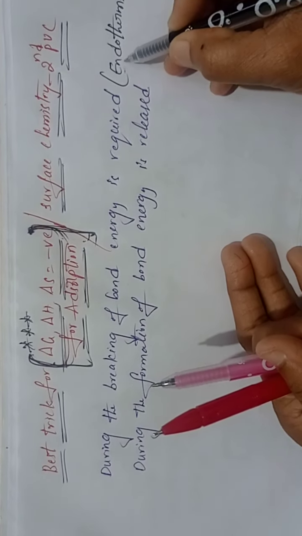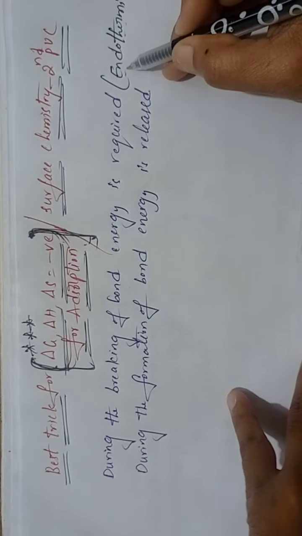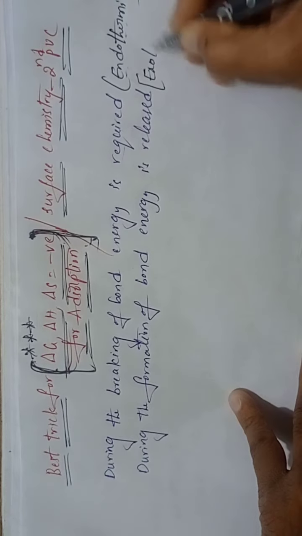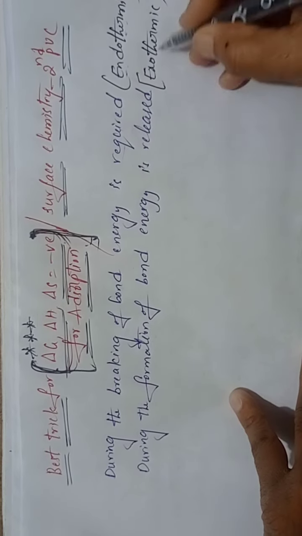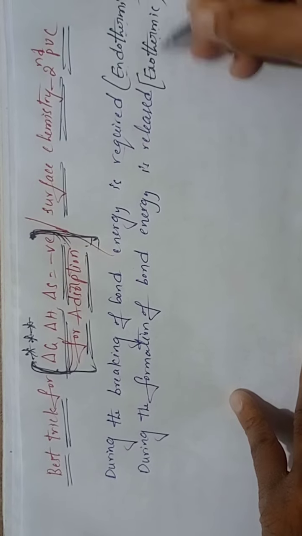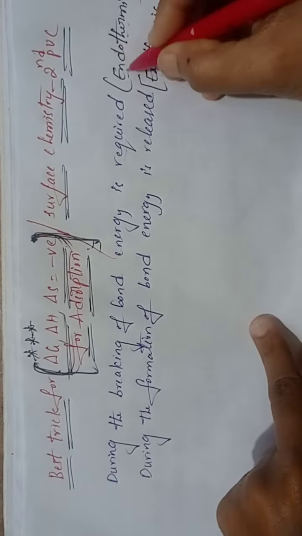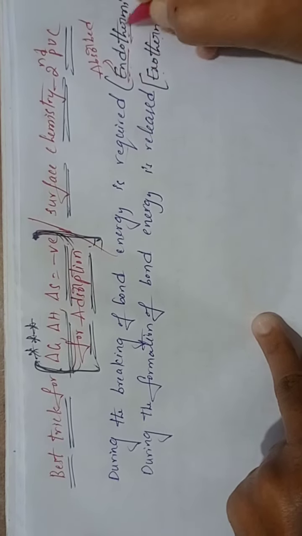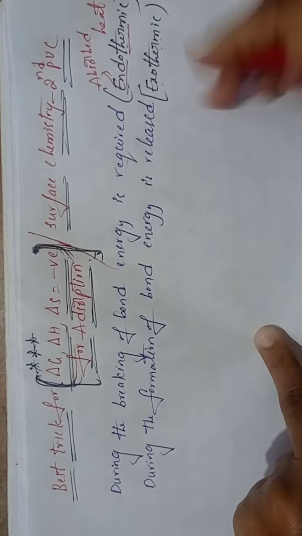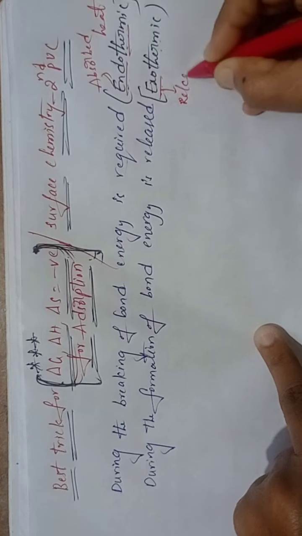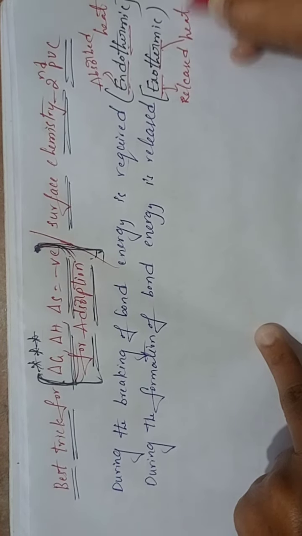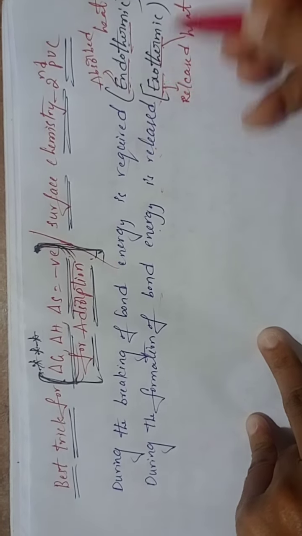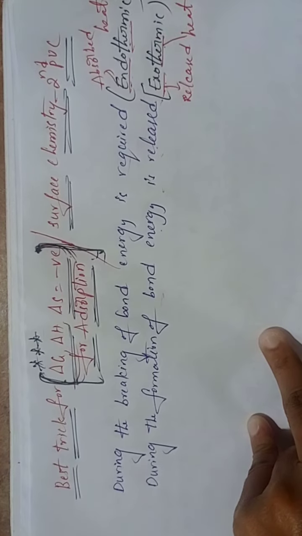Endo means absorbed, therm means heat, so heat is absorbed. Here we are supplying external energy, that's why it is endothermic. This is exothermic. Exo means released, thermo means heat, so heat is released. Here, during the formation of bond, energy is released, and that is called exothermic. This is endothermic.